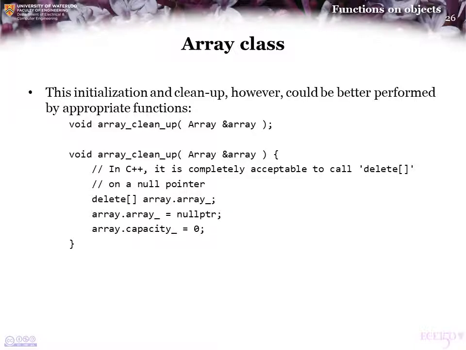After that, we can set the array member variable to null pointer and the capacity to 0, and we are done. What's nice with a function is if at some point you also decide that it is important to set all of the entries of the array to 0 before you deallocate the memory of the array, then you only have to do it once in this function and not every time you clean up an array somewhere within your code.